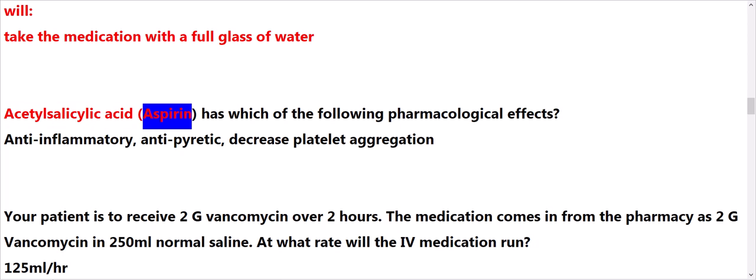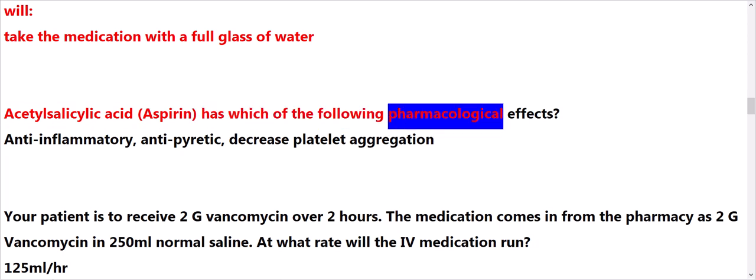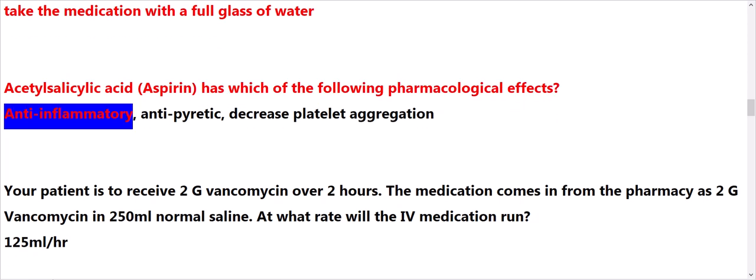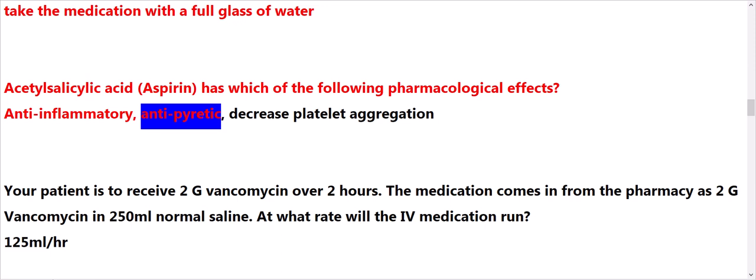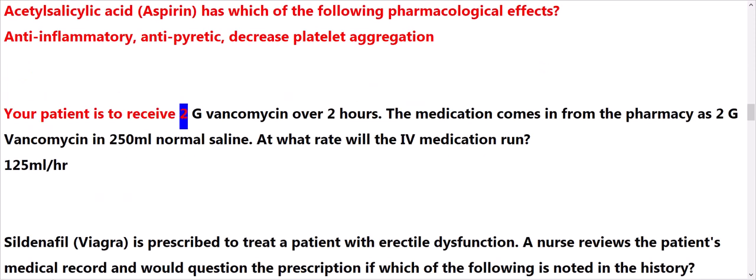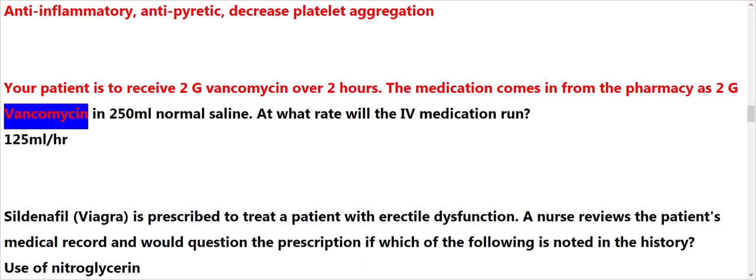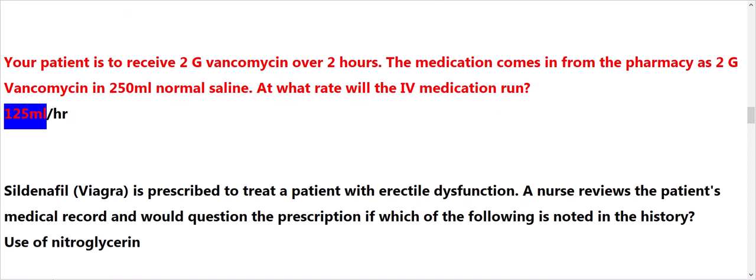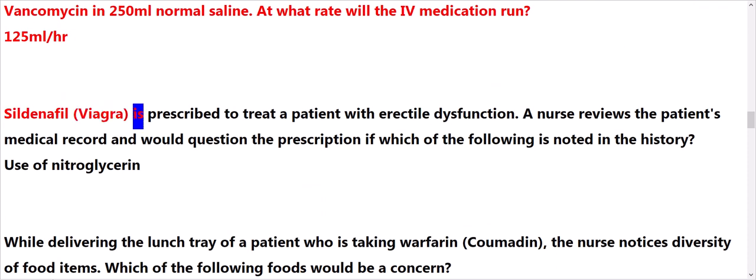Acetylsalicylic acid, aspirin, has which of the following pharmacological effects? Anti-inflammatory, antipyretic, decrease platelet aggregation. Your patient is to receive 2 g vancomycin over 2 hours. The medication comes in from the pharmacy as 2 g vancomycin in 250 ml normal saline. At what rate will the IV medication run? 125 ml per hour.